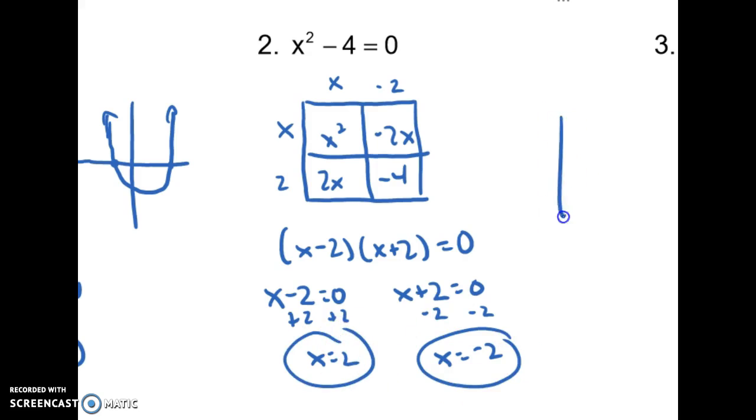If I were to graph it, it would look something like that. So again, negative 2 and 2. Those are my zeros of the quadratic graph.